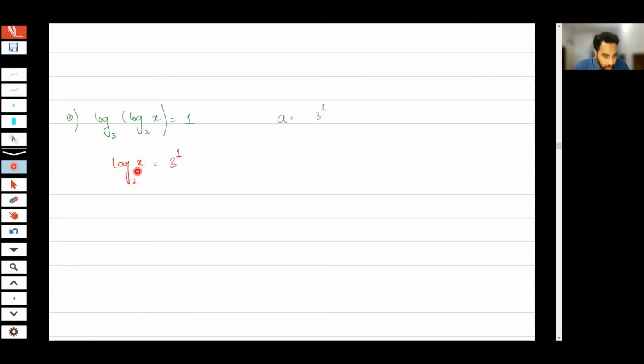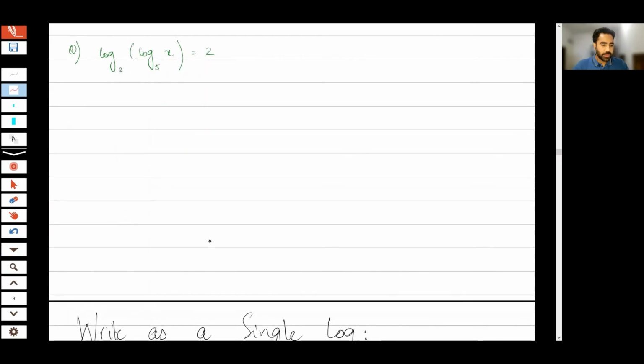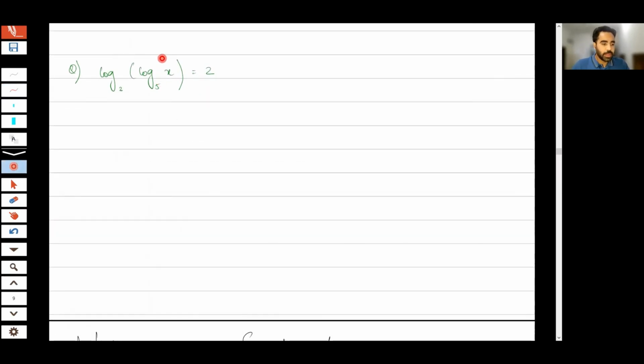So now if I have to find the value of x, what can I do? x equals 2 to the power of 3, which is equal to 8. I have a very similar question over here, so I can do it in a very similar way.